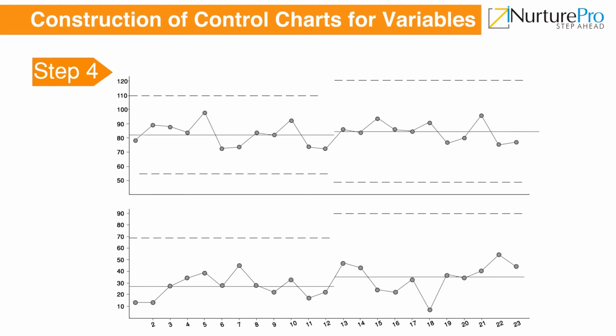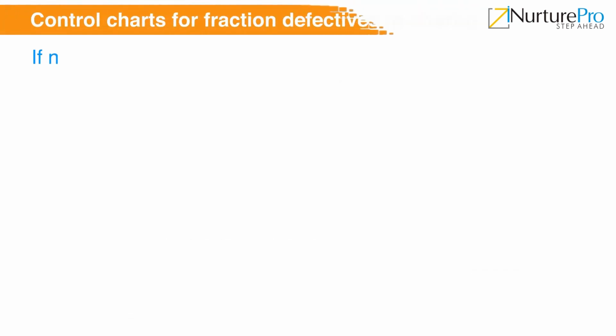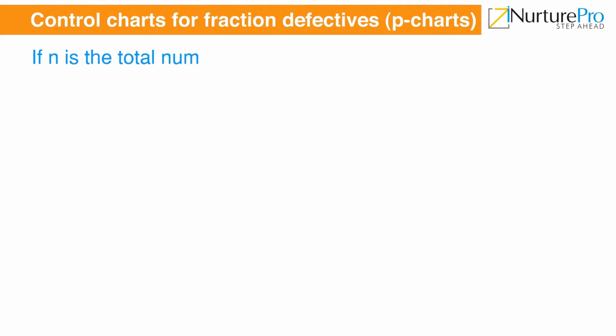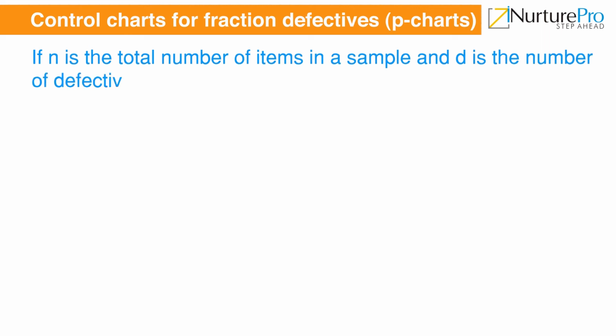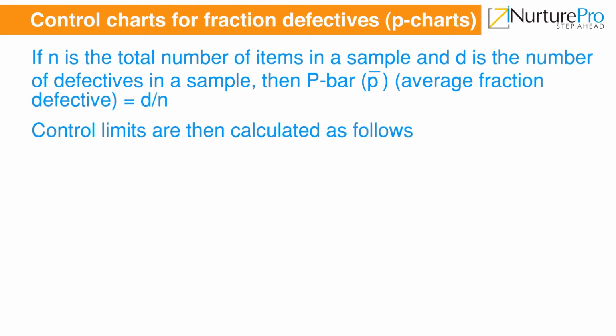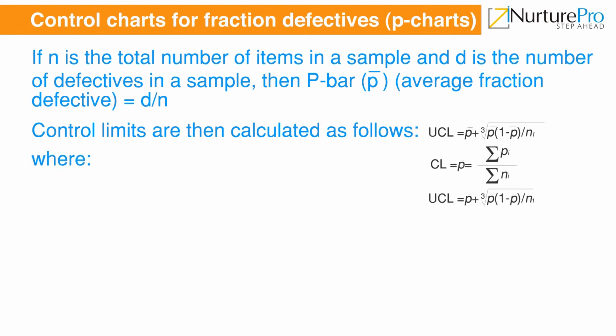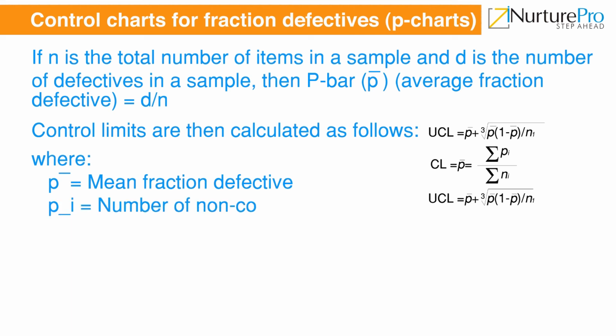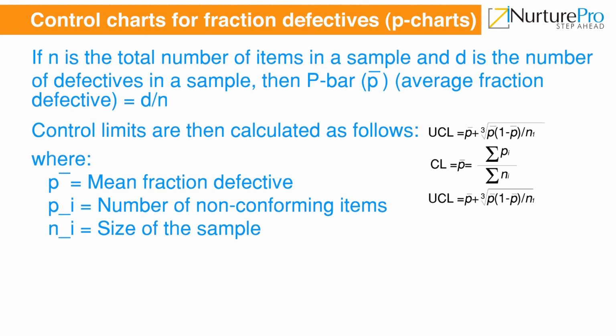Next, let's look at construction of control charts for attributes. If N is the total number of items in a sample and D is the number of defectives in a sample, then p bar, the average fraction defective, is equal to D divided by N. Control limits are then calculated as follows, where p bar is the mean fraction defective, pi is equal to the number of non-conforming items, and ni is equal to the size of the sample.